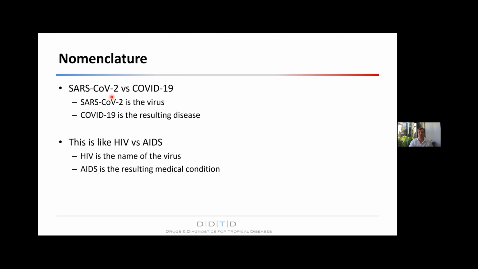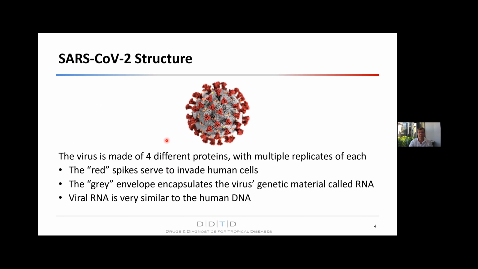SARS-CoV-2 is the name of the virus, and COVID-19 is the name of the resulting disease. That's very much like HIV versus AIDS. HIV is the name of the virus, and AIDS is the resulting medical condition. By now, all of you have seen pictures of the SARS-CoV-2 virus.